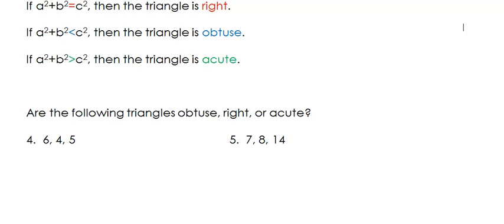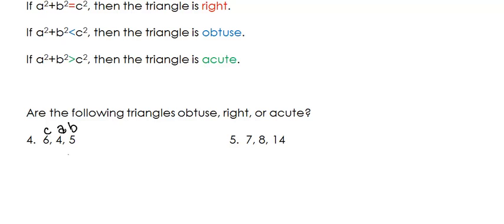Okay, check out example 4. It says, are the following triangles obtuse, right, or acute? So we have three sides given. Always pick the two shortest sides to be a and b. So 4 would be a and 5 would be b. The longest side, the c, is going to be 6, because think about it, in a right triangle the hypotenuse is always the longest side, always side c.